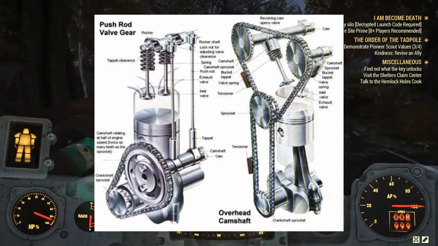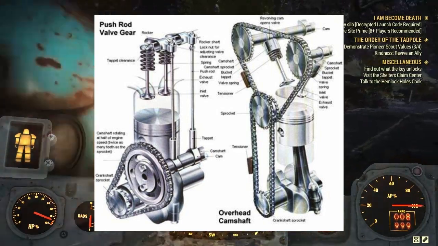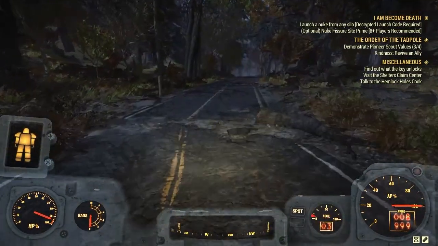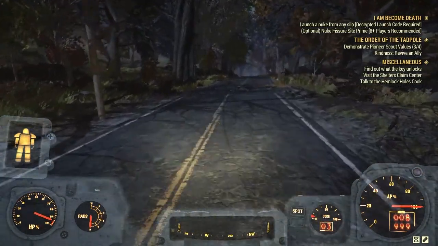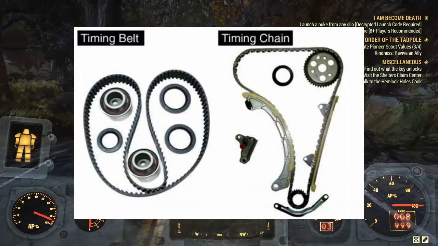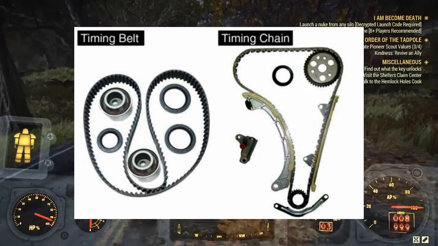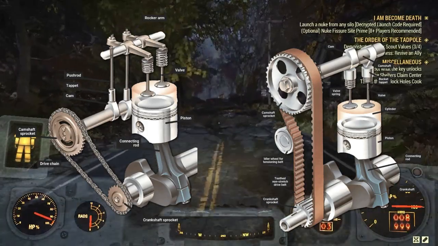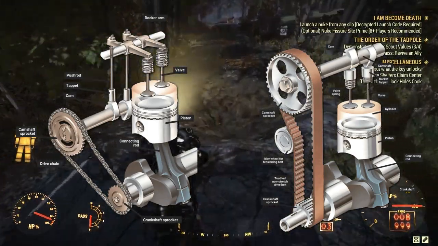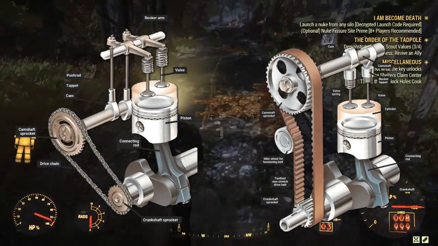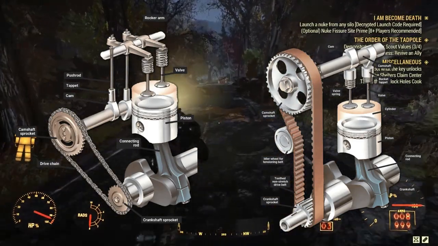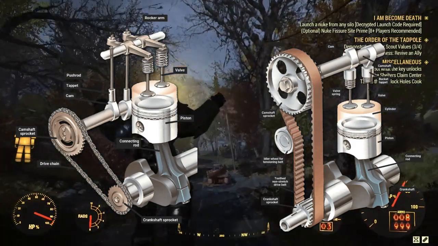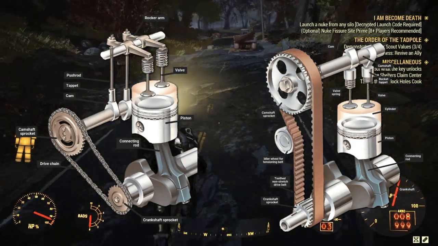Obviously, you can see this visually. And of course, one of the ways is through timing belts and chains. That is one of the ways that the camshaft tells the valves. That is also told by the crankshaft. Once again, a lot of these components tie into each other, and they usually will tie into each other through this.